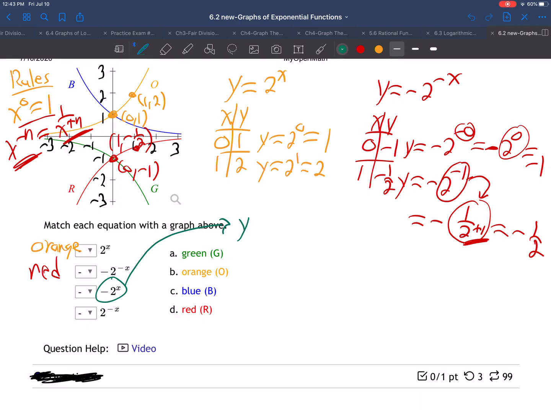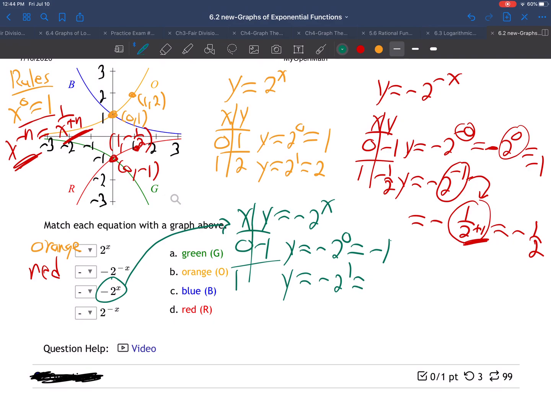I'm going to make an XY chart for that guy. We're going to do x equals 0, so we're going to do minus 2 to the x. So y equals minus 2 to the 0. We already know anything to the 0 power is 1, so that's negative 1. Next one, plug in 1. I'm just plugging in 0 and 1 to each of these functions. 2 to the 1 is just 2, so it's negative 2. So over 0, down 1, right here, beautiful. Over 1, down 2. Boom, right there. There it is. Those two, that's the green graph.